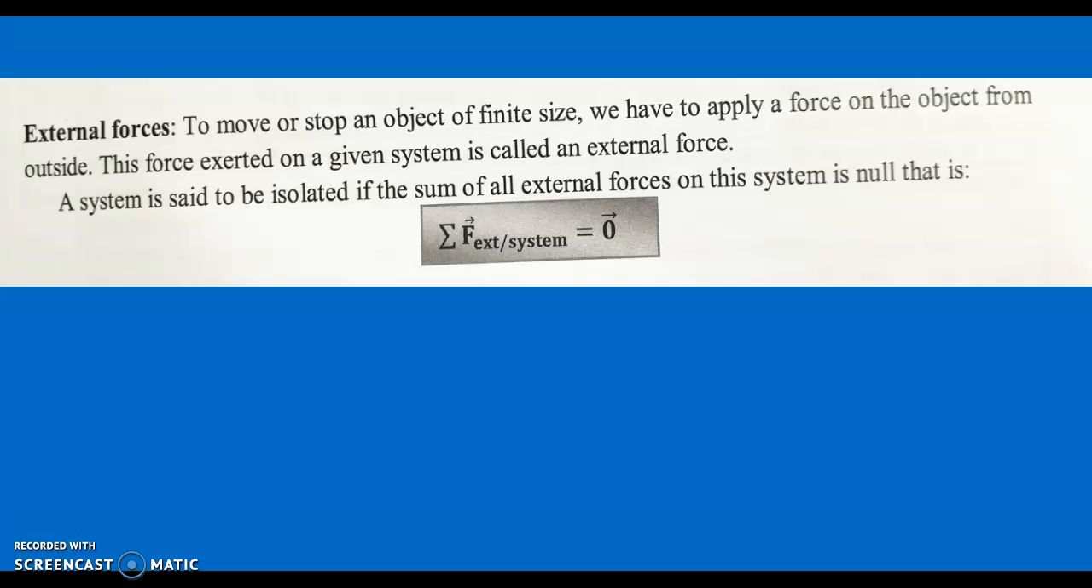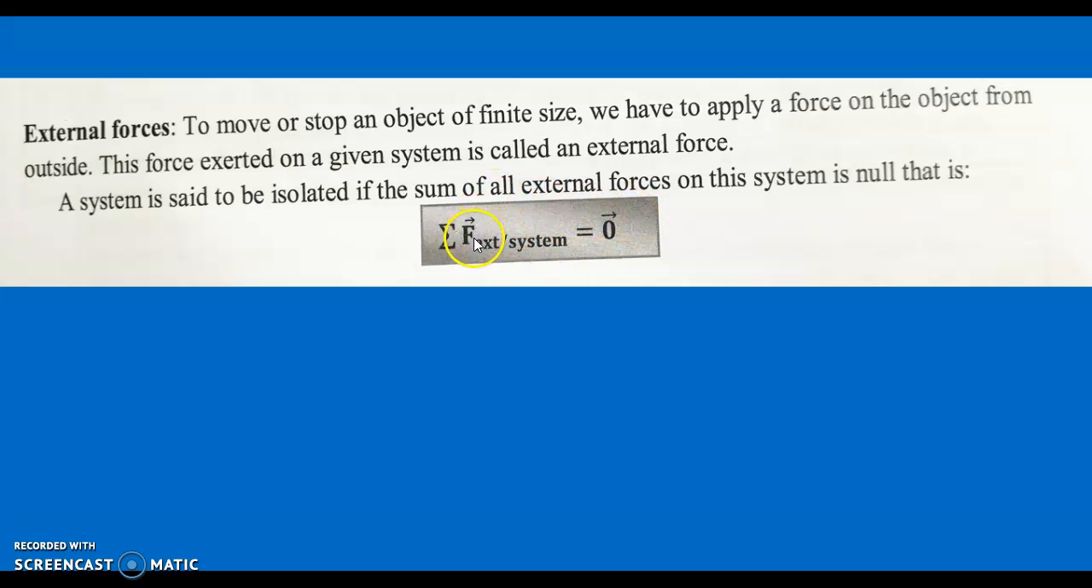External forces. To move or stop an object of finite size, we have to apply a force on the object from outside. This force exerted on a given system is called an external force. A system is said to be isolated or at equilibrium if the sum of all the external forces on this system is null. That is, the sum of F external on, this slash means on the system, equals the zero vector.